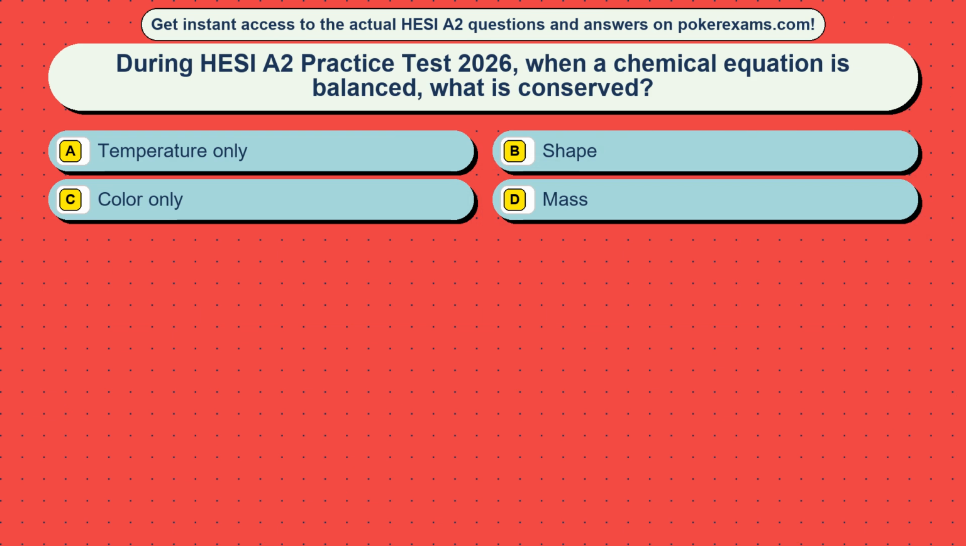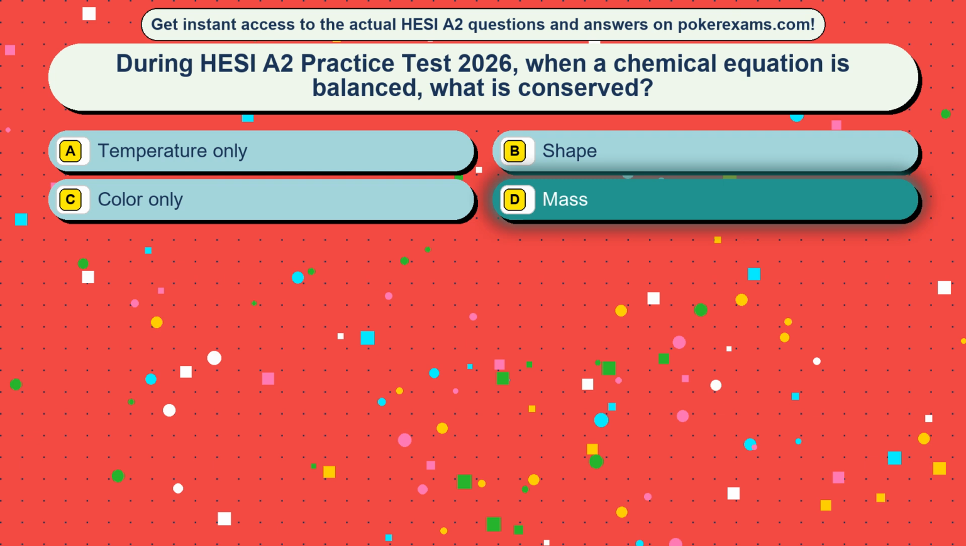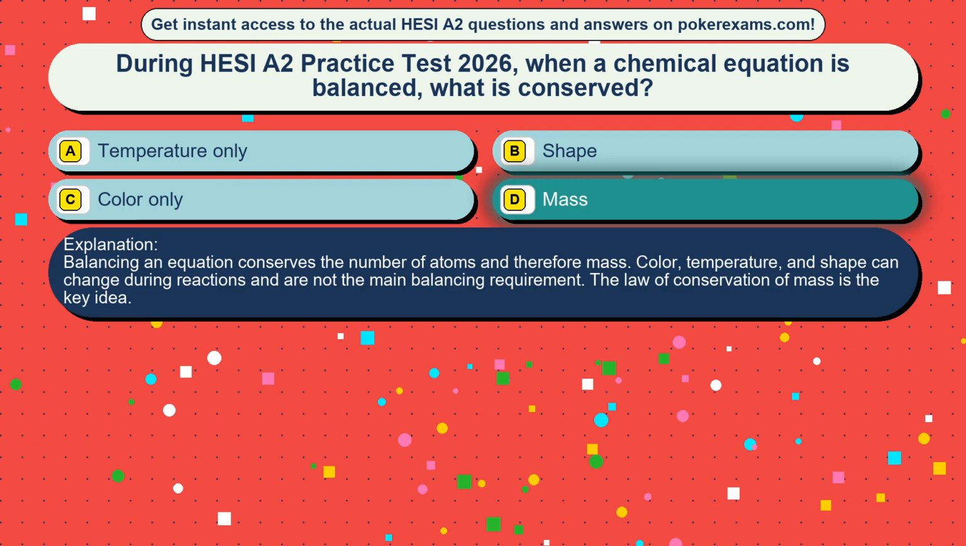Question 11. During HESI A2 Practice Test 2026, when a chemical equation is balanced, what is conserved? Option A, temperature only. Option B, shape. Option C, color only. Option D, mass. The correct answer is Option D, mass. Balancing an equation conserves the number of atoms and therefore mass. Color, temperature, and shape can change during reactions and are not the main balancing requirement. The law of conservation of mass is the key idea.